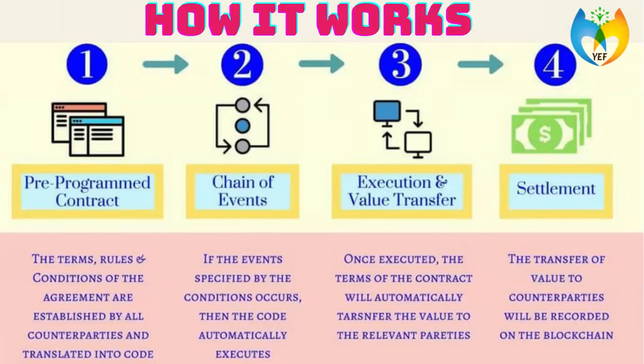Third, execution and value transfer. Once executed, the terms of the contract will automatically transfer the value to the relevant parties. Fourth, settlement. The transfer of value to counterparties will be recorded on the blockchain.